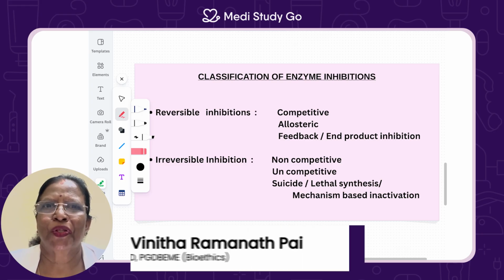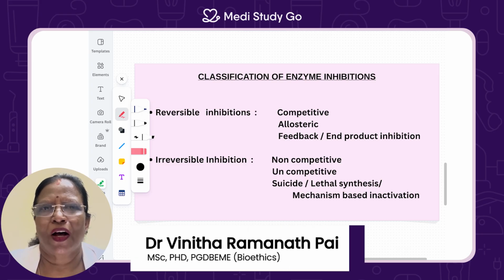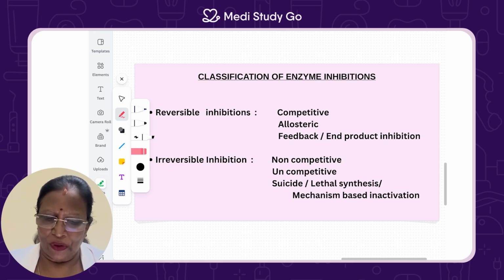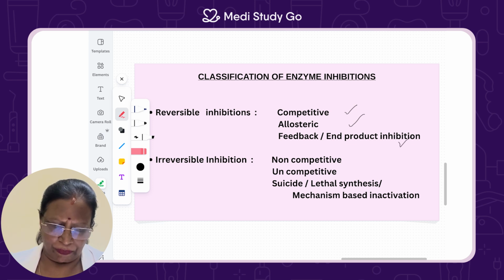Welcome back to part 2 of inhibitors and inhibitions. In part 2, we are going to discuss competitive inhibition, which is a part of the reversible type of inhibition. The other two types of reversible inhibition are allosteric inhibition and feedback inhibition. So we are going to discuss competitive, allosteric, and feedback or end product inhibition.